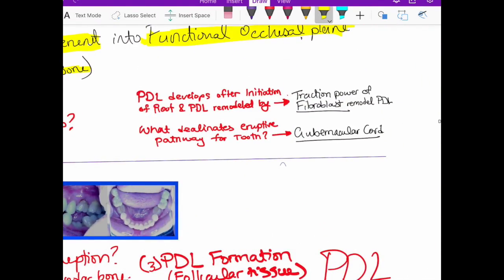So we have a question here. PDL develops after initiation of the root and is remodeled by the traction forces of the fibroblast. So that is how PDL is remodeled, by the traction of fibroblast, and what delineates the eruptive pathway for the tooth, and that is your gubernacular cord.